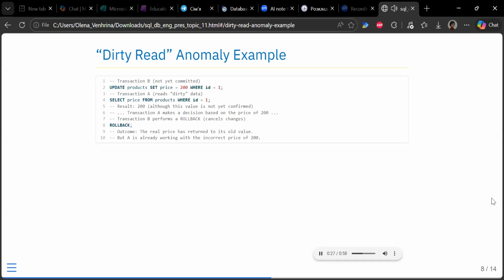It sees this uncommitted price of 200 and uses it for its calculations, for example, issuing an invoice to a client. Then, for some reason, an error or a user decision, Transaction B performs a rollback command. In the database, the price instantly reverts to its old value. But for Transaction A, it's too late. It has already picked up the dirty data. The system is working with a price of 200, which de facto does not exist, constituting a violation of data integrity.